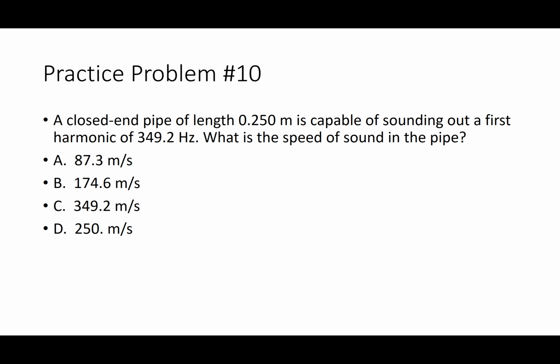All right, so another closed-end pipe standing wave problem. This time the air column or pipe is 0.25 meters tall. We get a first harmonic at 349.2 hertz. We want to know the speed of sound in the pipe. Again, we have to use the wave equation. Speed is wavelength times frequency. We know the frequency. That goes here.